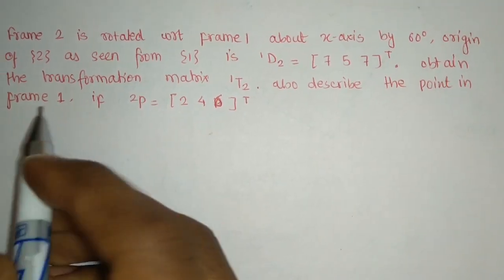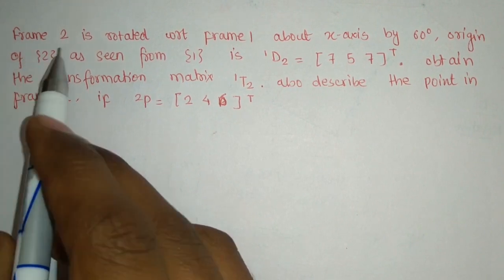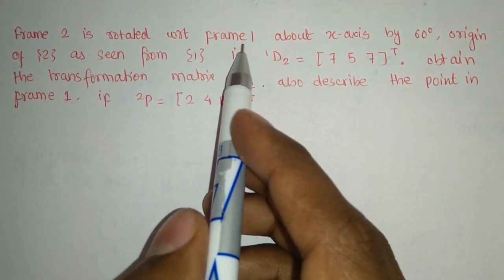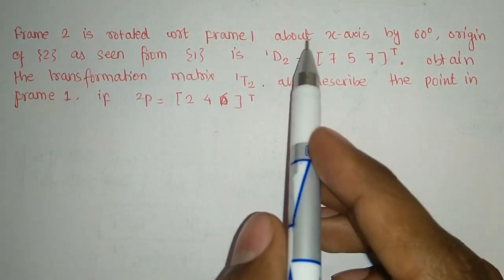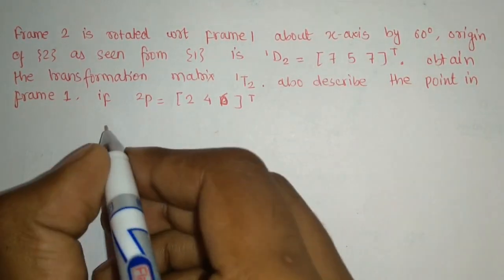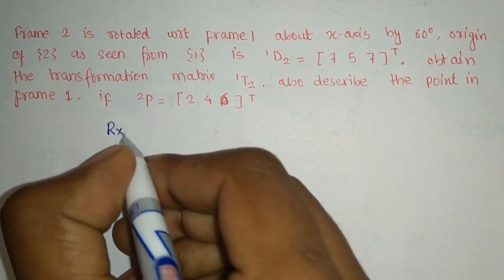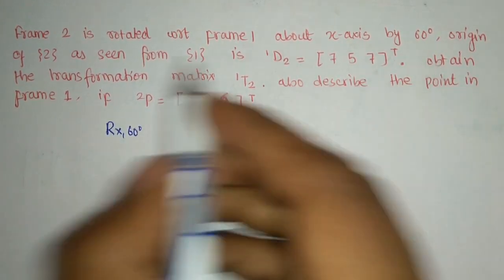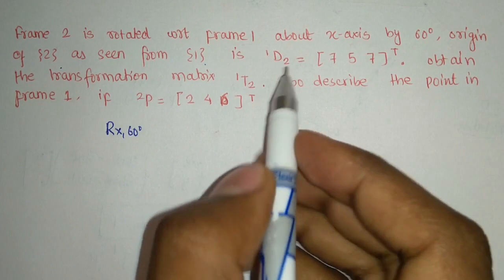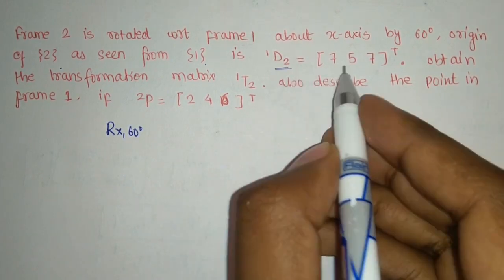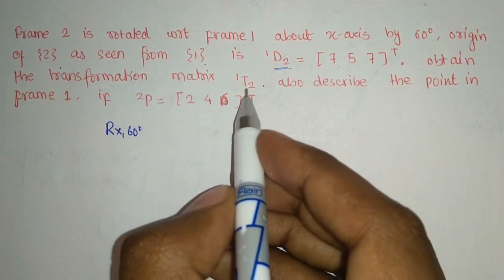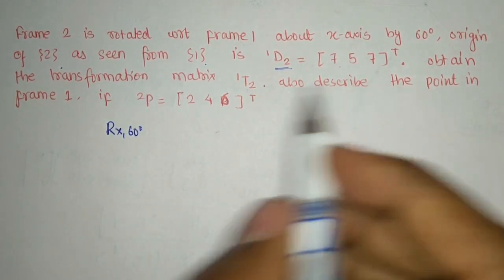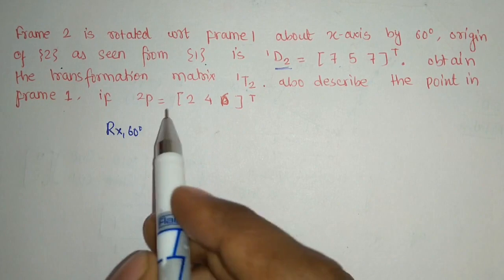Okay. Now let's have one practice question also here: frame 2 is rotated with respect to frame 1. So our frame 1 is the fixed one and frame 2 is the moving one about the x-axis by 60 degrees. Okay, so what I'm having here is Rx 60 degrees. The origin of frame 2 as seen from frame 1, that is 1D2, is already given as 7 5 7 transpose. Now obtain the transformation matrix 1T2 and also describe the point in frame 1 if 2P is given to me.